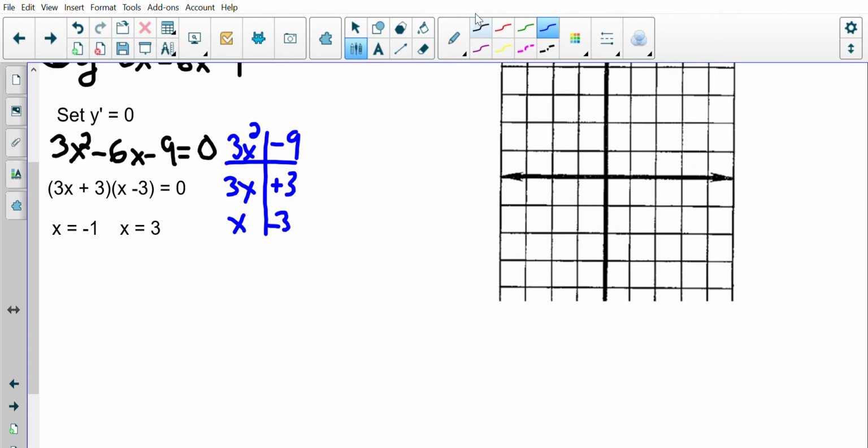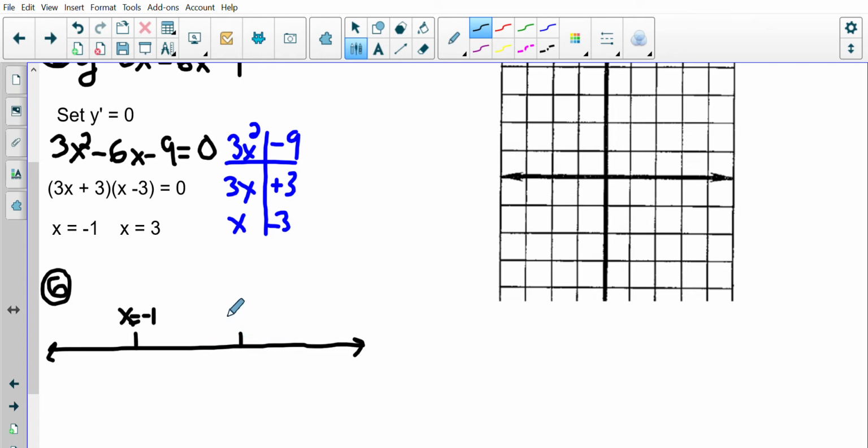All right, now what we are going to do is step 6. Let's check out to see if we got max or mins at these spots. All right, so I've got to draw my line. This time I'm dealing with two numbers. We got x equals negative 1, and we also have x equals 3.